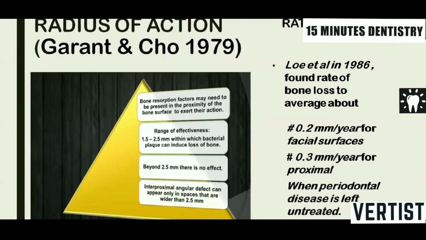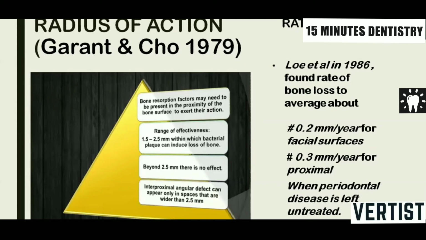Now, what is radius of action? Bone resorption factors may need to be present in the proximity of the bone surface to exert their action. The range of effectiveness is 1.5 mm to 2.5 mm, within which bacterial plaque can induce loss of bone. Beyond 2.5 mm, there is no effect. Interproximal angular defects can appear only in spaces that are wider than 2.5 mm.